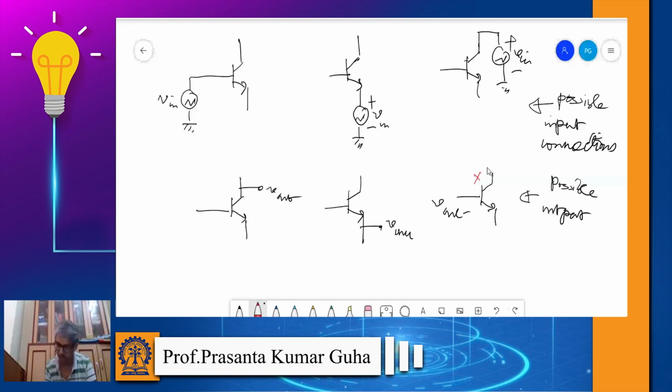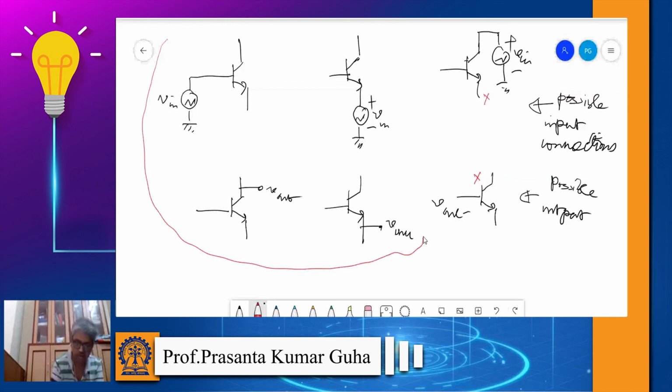What about the topology here? This we will also not consider, because here we are connecting the input at the collector. So these two topologies don't make any sense. Instead of 9 combinations, 3 into 3, we will have only 4 combinations.